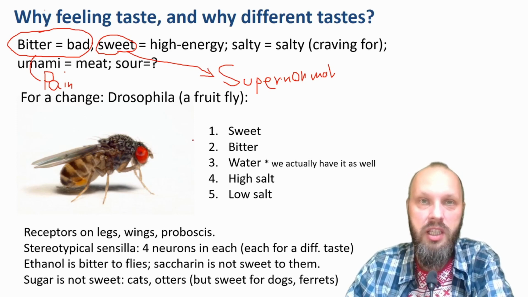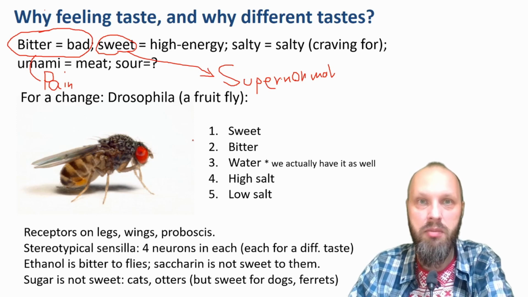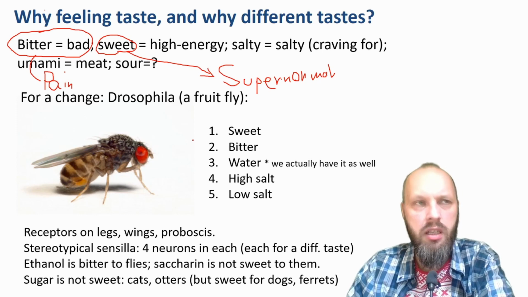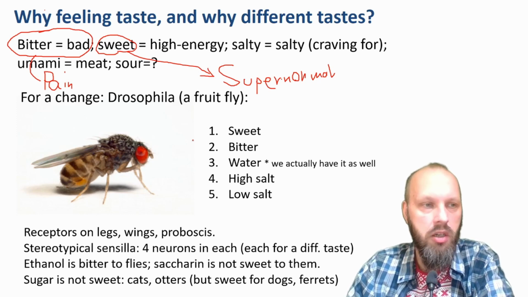But for a Drosophila, a typical size of a food item is kind of the size of a small city for a human. So if our food was like that, we would have probably also tasted it with our feet, wouldn't we? Ethanol is bitter to flies. Ethanol is not bitter to humans, but it's bitter to flies.